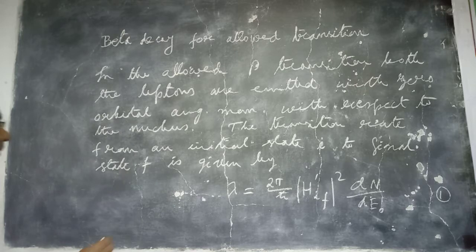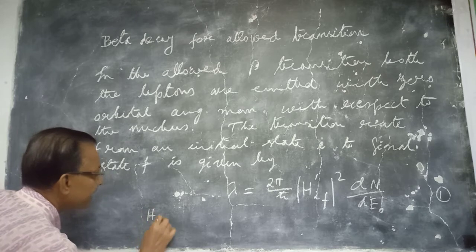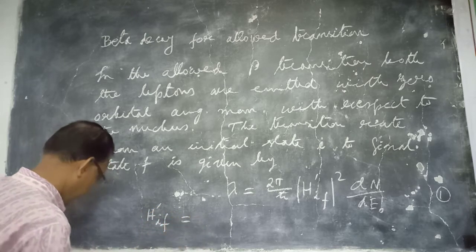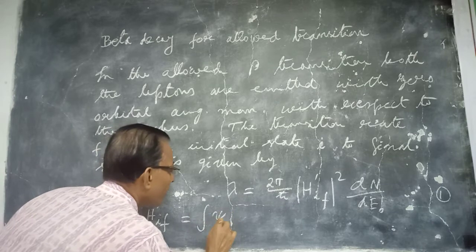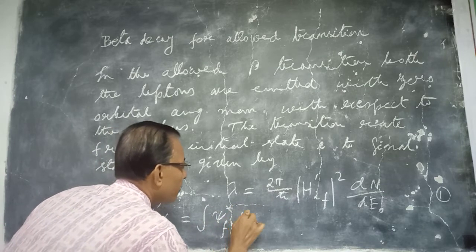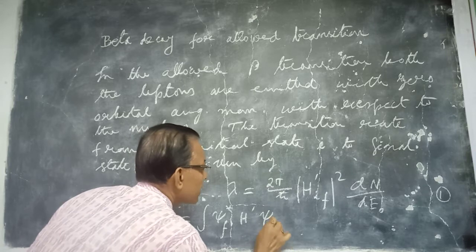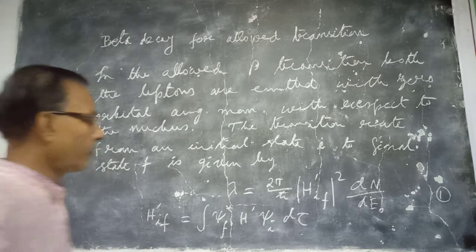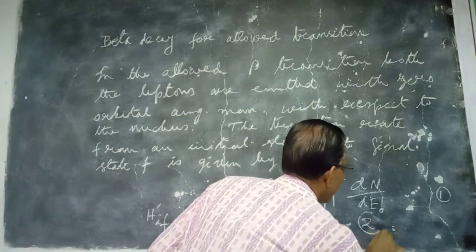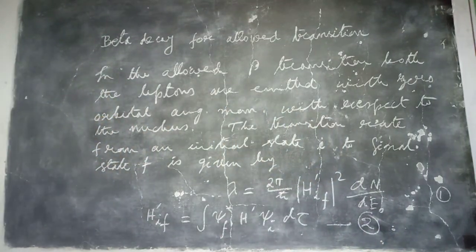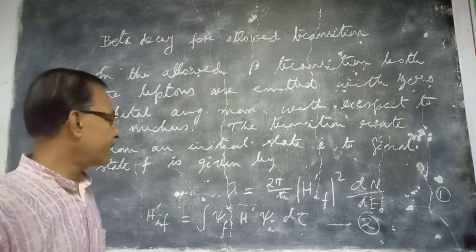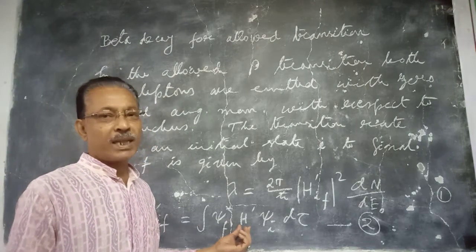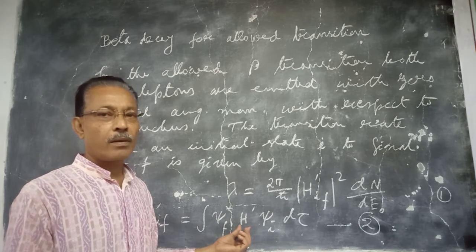For this, we know that H prime IF is equal to the matrix element, integral of psi F star H prime psi I d tau, the matrix element over the initial and the final state. Now, for simplicity of calculation, here it is assumed that this perturbation H prime is a constant quantity.